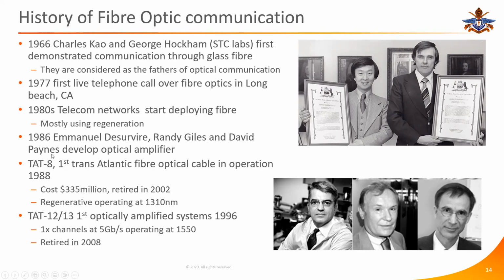So in 1986, Emmanuel Desurvire, who is the person on the bottom right, Randy Giles, the person on the far left, and the person in the middle, Sir David Payne, all came up with the idea of creating an optical amplifier so that light passing through that amplifier can get amplified. So you didn't have to convert light back to electricity to amplify the light.